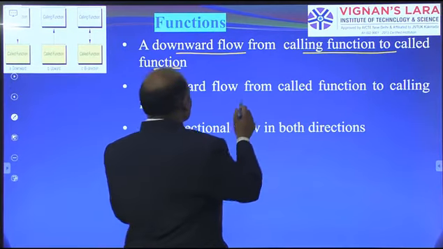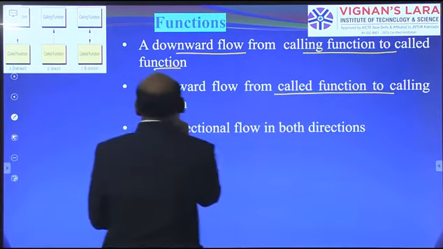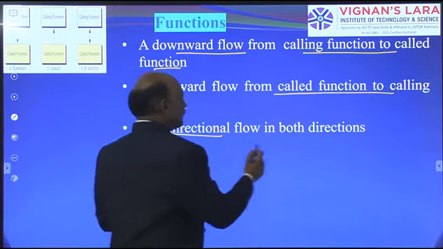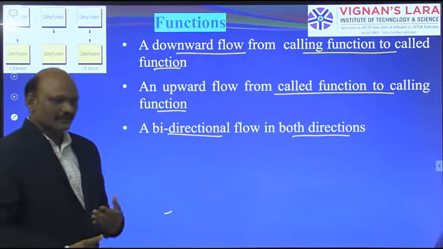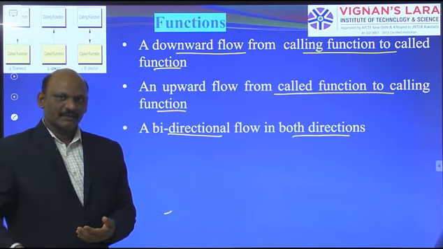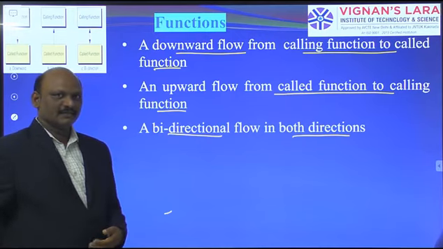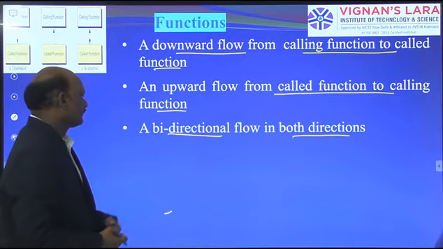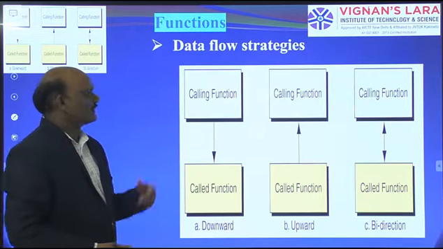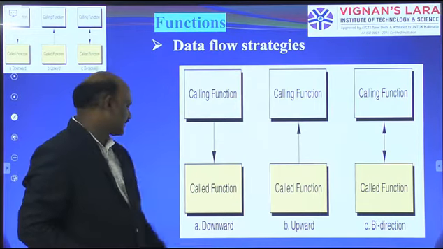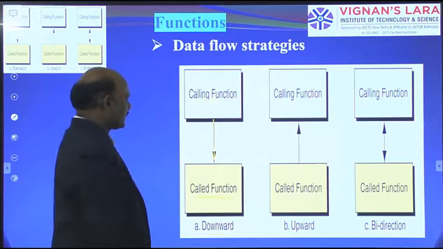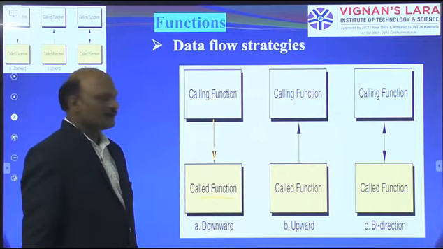Upward flow means flow from the called function to the calling function. Bidirectional flow is in both directions. That means first the calling function sends the data to the called function, and after executing, the called function returns the data to the calling function. So there are three data flow strategies. Downward: data will be transferred from the calling function to the called function.